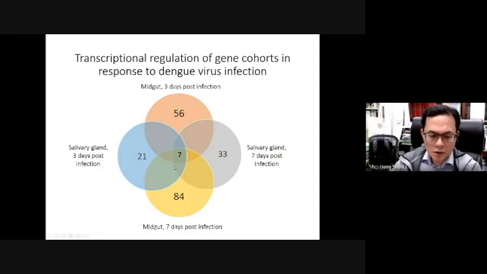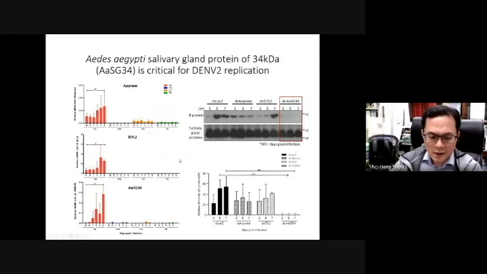We next made use of NGS analysis to examine the transcriptional regulation of gene cohorts in response to dengue virus infection in the mosquito Aedes aegypti. We selected the mosquito midgut and salivary gland as the two target tissues because these two places are where the dengue virus replicates. In the end, we found 7 genes upregulated in both the midgut and salivary gland. We selected 3 candidate genes for further analysis.